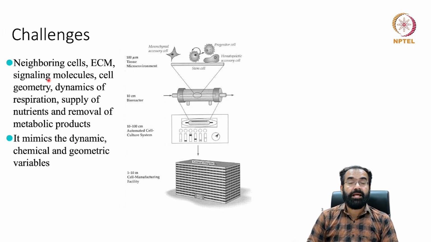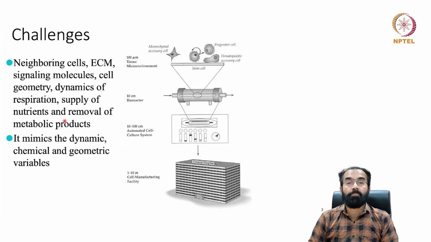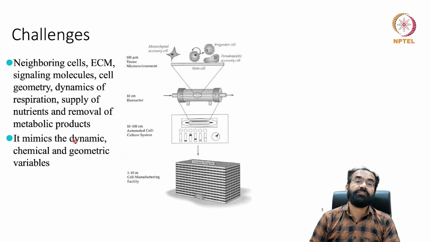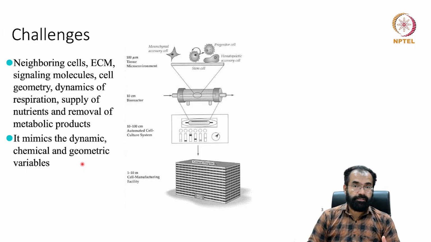And then the neighboring cells, what are the cells that are present? Like we have seen, when you culture stem cells, they need to have a feeder layer, etc. The interaction with the ECM, signaling molecules, cell geometry, dynamics of respiration, supply of nutrients and removal of metabolic waste products, etc. Everything has an implication in posing as a threat to the cell culture. And it mimics this microenvironment, it mimics the dynamic chemical and geometric variables that are normally seen in the actual tissue of the organism.